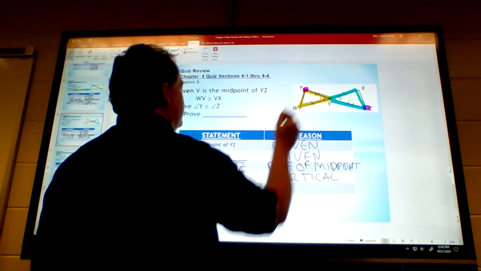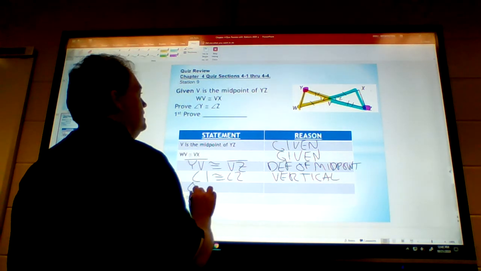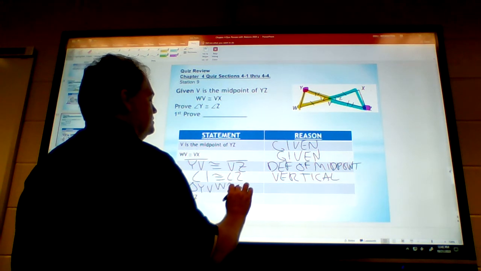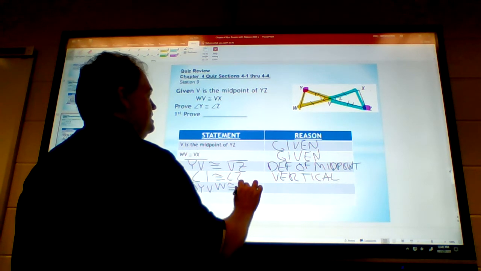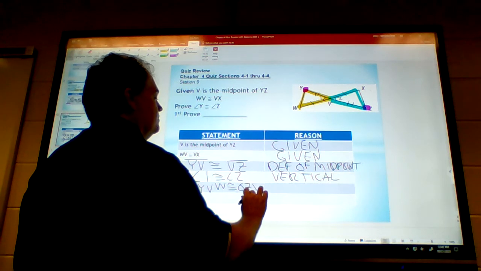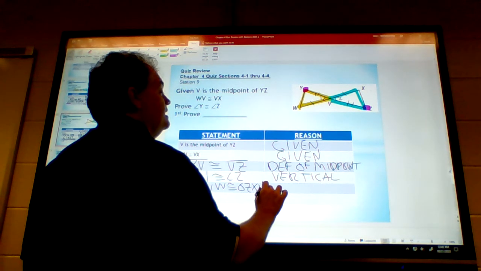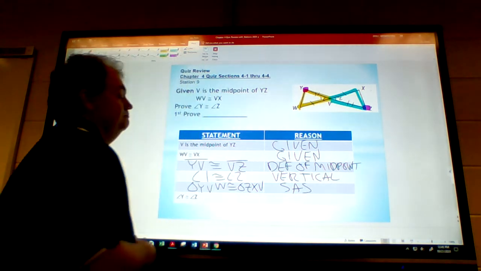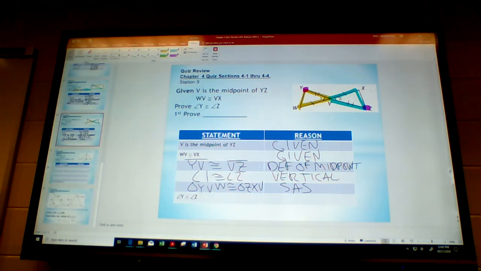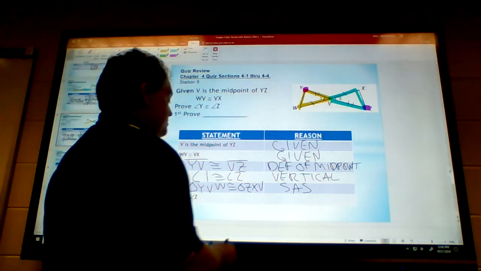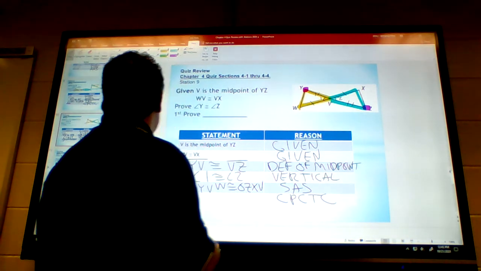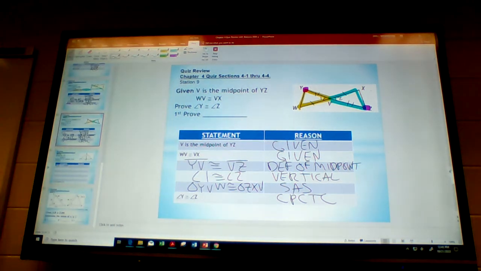These are congruent by side, angle, side. So triangle YVW is congruent to triangle ZXV, and that is by side, angle, side. Doesn't matter whether it's a postulate or theorem. And then once you prove that the two triangles are congruent, the angles are congruent by CPCTC. Corresponding parts of congruent triangles are congruent.